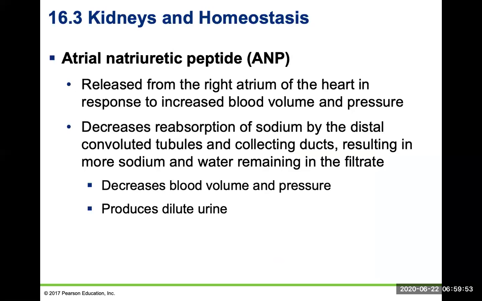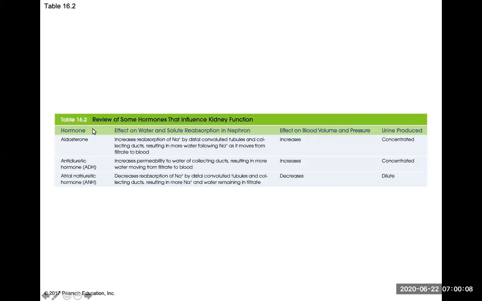ANP decreases blood volume and pressure, and it produces a more dilute urine. So this will decrease reabsorption of sodium, resulting in more sodium and water remaining in the filtrate, so you'll urinate more frequently. So this is a look at those hormones and their effect on water and solute reabsorption. You should know which hormone increases or decreases blood volume and pressure and the type of urine that's produced.